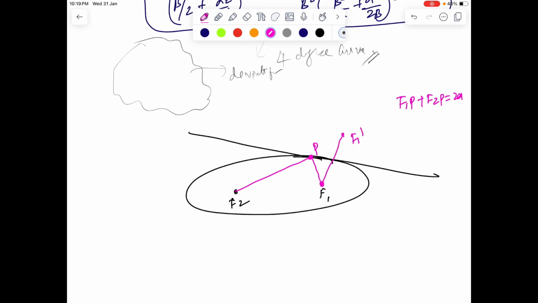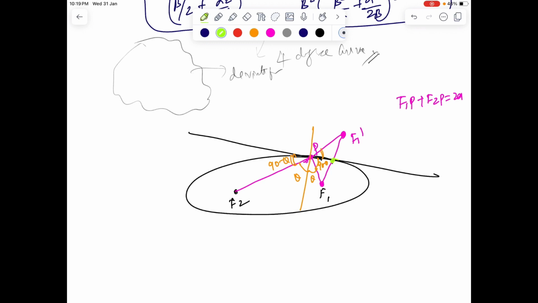If I reflect F1, let's say the reflection is some F1 dash. Now my claim is F1 dash, P and F2 will be collinear. It's not that difficult to prove because by the reflection property of the ellipse, if I draw the normal over here, these two angles are the same, theta. Since the remaining angle is going to be 90 minus theta and 90 minus theta.